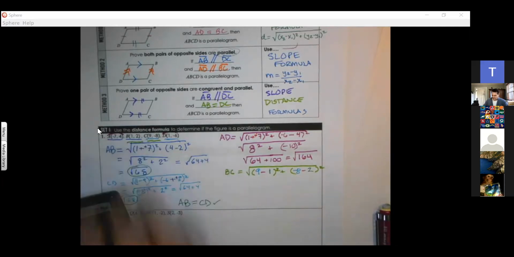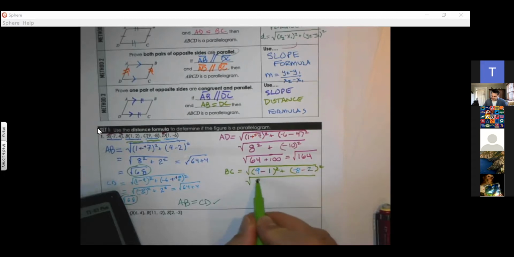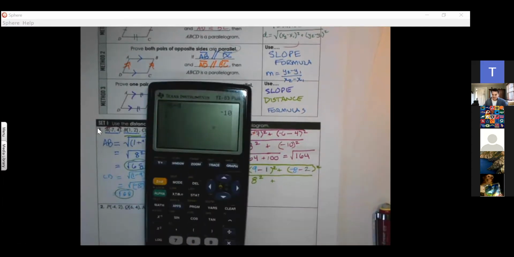But now I just kind of ignore all this mess and just look at each little part. You do the parentheses first. 9 minus 1 is 8, and it's still being squared. Negative 8 minus 2. Maybe that's one of the ones that throws you. So you got negative 8 minus 2, negative 10 again.